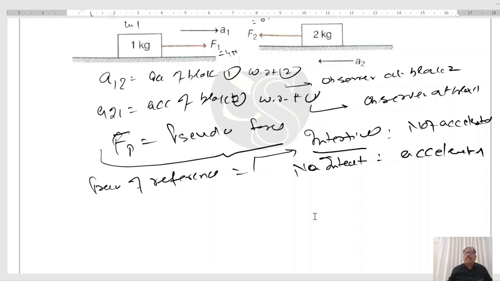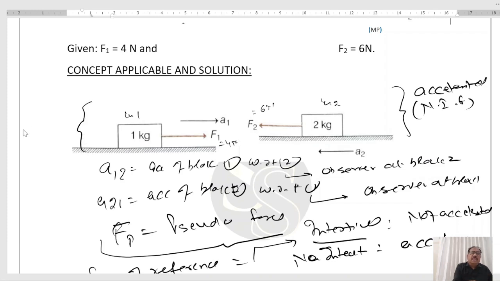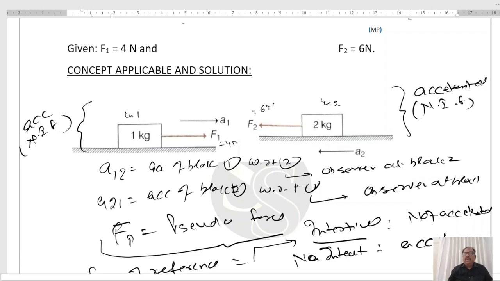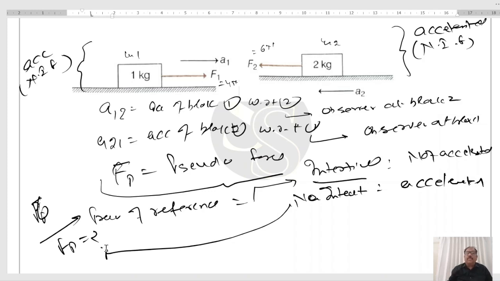Now in this case, this is accelerated, this is accelerated, therefore non-inertial frame. This is also accelerated, non-inertial frame. If the observer is in a non-inertial frame, observing the free body diagram, then pseudo force comes into the picture. Then FP comes into the picture for the non-inertial frame.